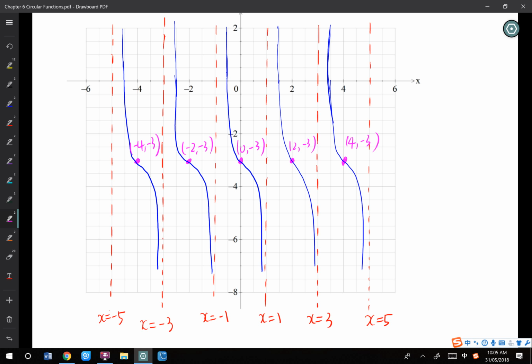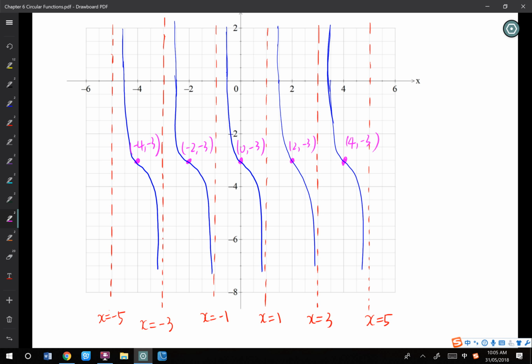Also, I can see x-intercepts. There are x-intercepts and a y-intercept. The y-intercept is labeled, which is (0, -3). I can see x-intercepts as well, so I need to work out the x-intercept.